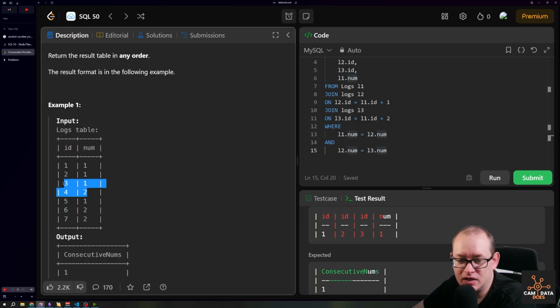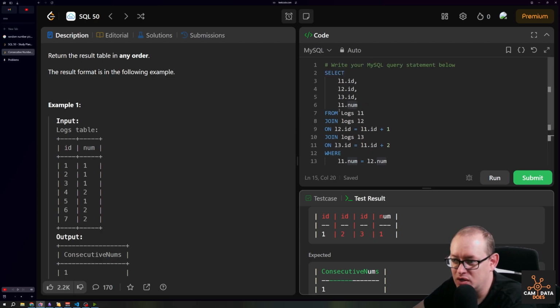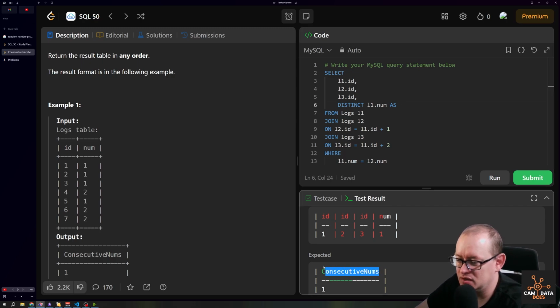Now, the one thing that will happen if 4 was also 1, then we would have got another row here, I believe, with 2, 3, 4, and then 1 right there as well. So we maybe want to do distinct number. Let's do distinct number as consecutive nums. We want this. That's what you need for the final answer.